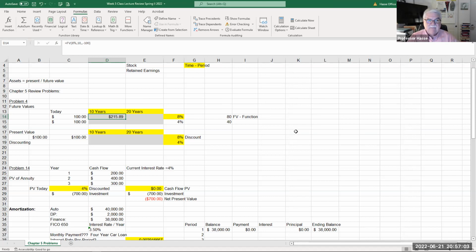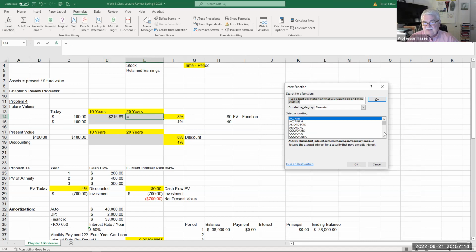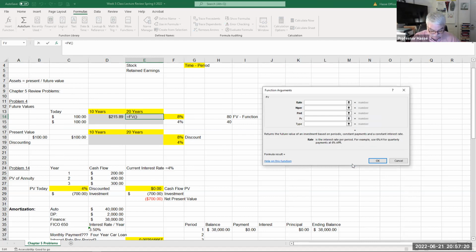Well, if I do that same calculation for 20 years, naturally, if I wait longer and invest it longer, hopefully, naturally, I should get more money. Formula, function, financial, future value. And I want you to practice these on your own if you can. Again, 8%. Again, now the period's not 10, but 20 years, and still the present value is $100.